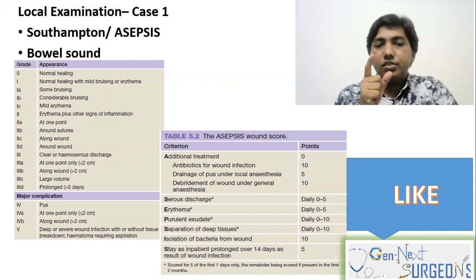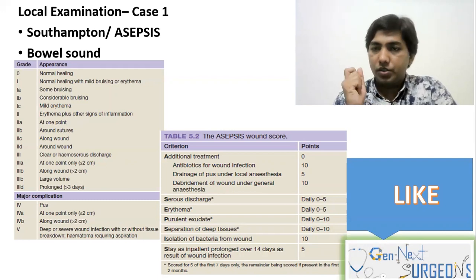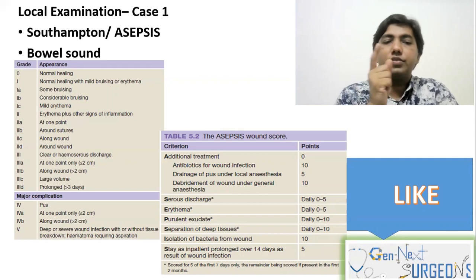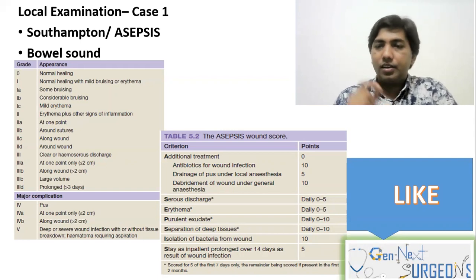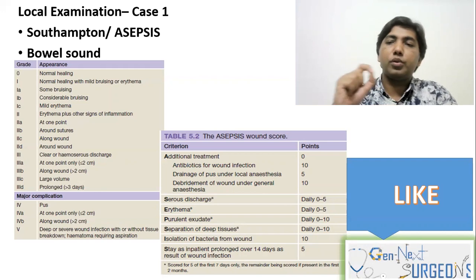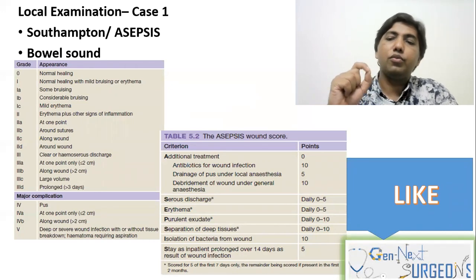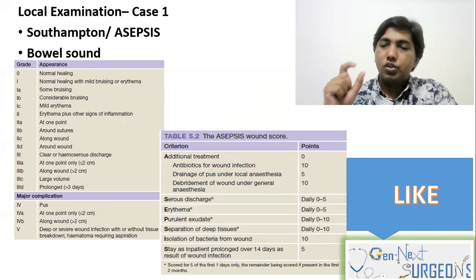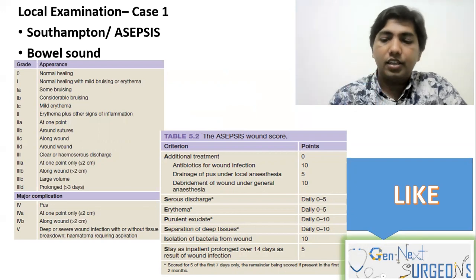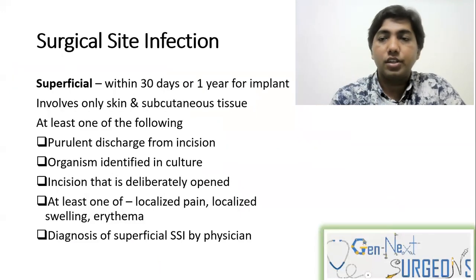That was pus from one point only and less than 2 centimeters. So you all know that is 4A. Okay, the teacher may give a question with Southampton grading. So that will be 4A. Okay, so that grading is very important here, and you should grade these things.